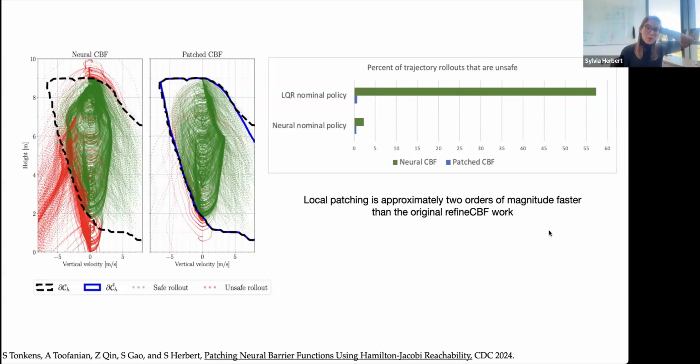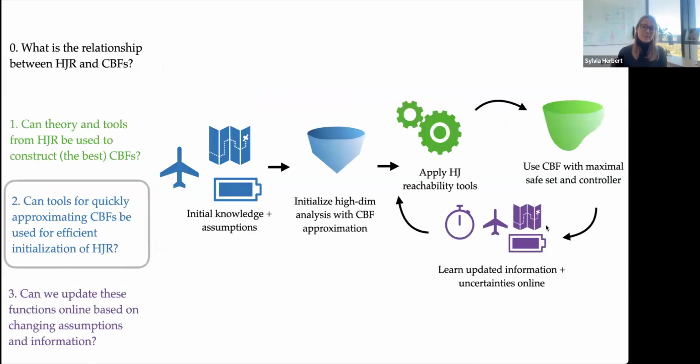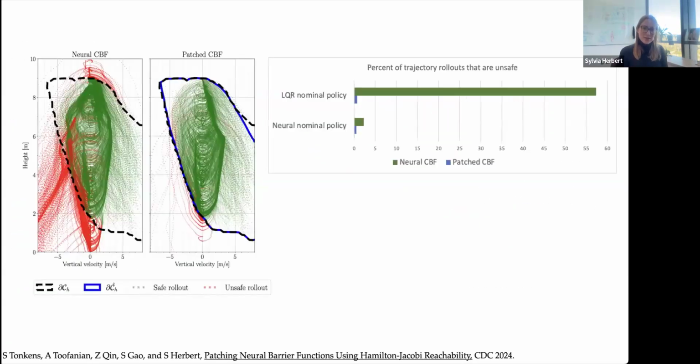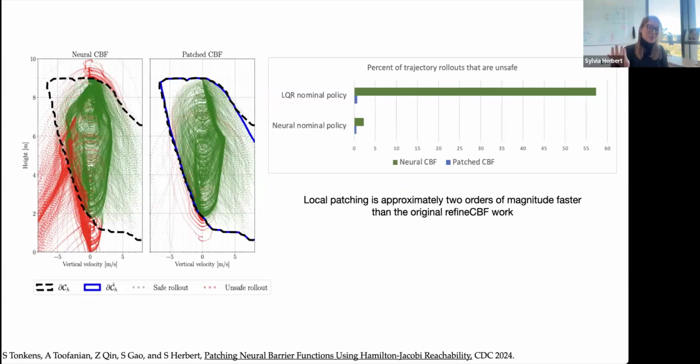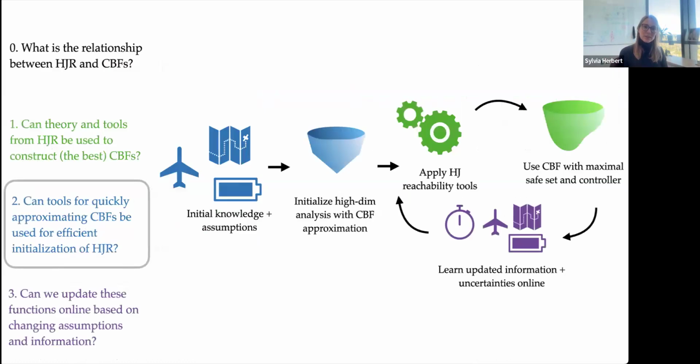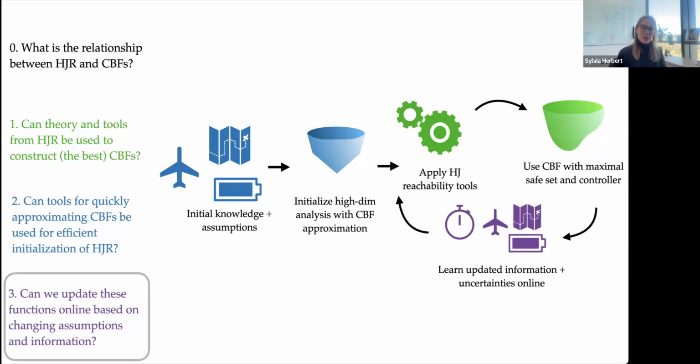So the point was that local patching is approximately 2 orders of magnitude faster than our original refined CBF work. And we're able to get better control barrier functions than we can using the data-driven approaches. So this, and my student's going to be presenting at CDC this winter. Okay, and then lastly, can we update these functions online based on changing assumptions and information?